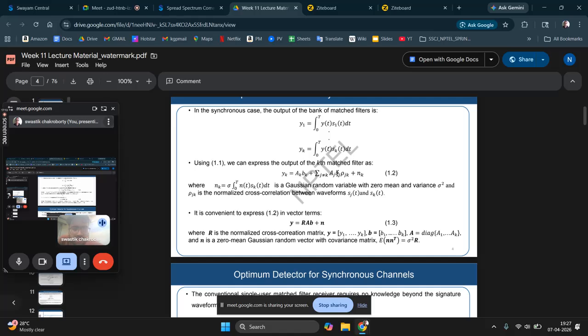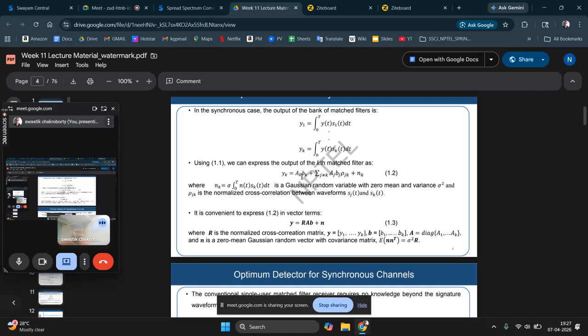Using this equation we can express the output of the kth matched filter as A_k b_k plus some error term. A_k b_k is the amplitude and the bit of the kth user, which is exactly what we want. We want the scaled bipolar bit. So if you receive minus 2.5, you can say that it is actually minus 1, which is bit 0. If you receive plus 3.5, you can say bit 1 was transmitted. So this scaled bit value is what we want from an ideal matched filter.